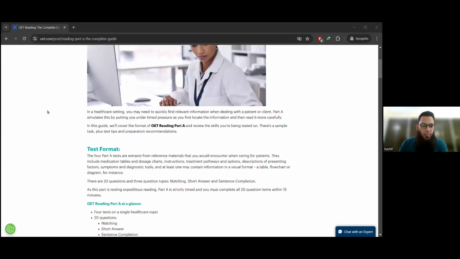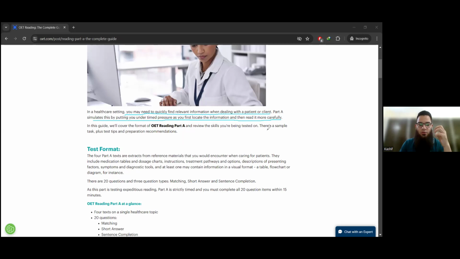In a healthcare setting, you may need to quickly find relevant information when dealing with a patient or client. Part A simulates this by putting you under timed pressure as you first locate the information and then read it more carefully. As I mentioned, you will be given a specific time, I think it's 15 minutes or 20 minutes. In that limited period of time you will have to attempt this, and trust me, it's very easy.